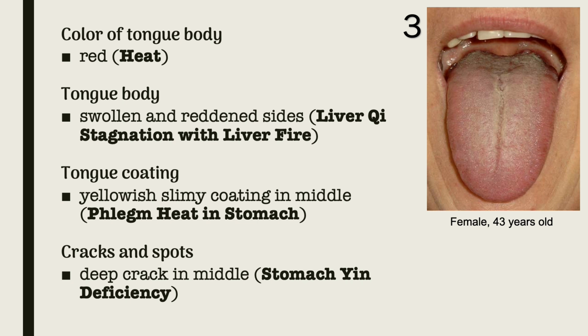If you look at the tongue coating, it is yellowish and slimy in the middle part. So there is phlegm heat in the stomach. We notice the deep crack in the middle as well. This reflects stomach yin deficiency.